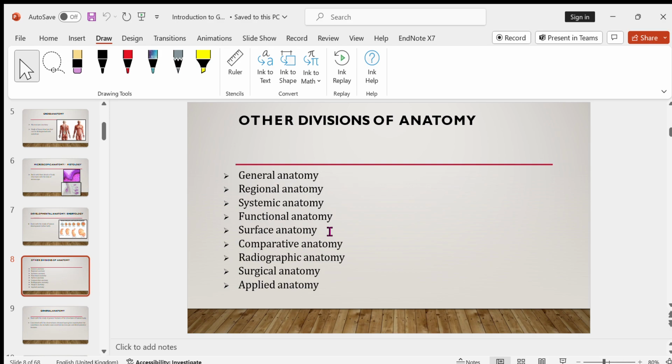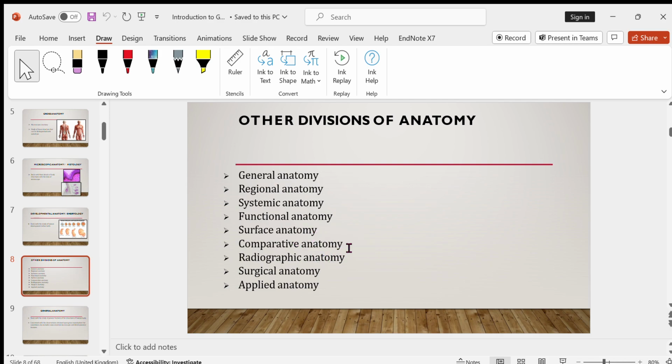Surface anatomy is that we mark various structures on the human body. For example, starting from this point till this point is the human heart inside the body. This is the surface anatomy.